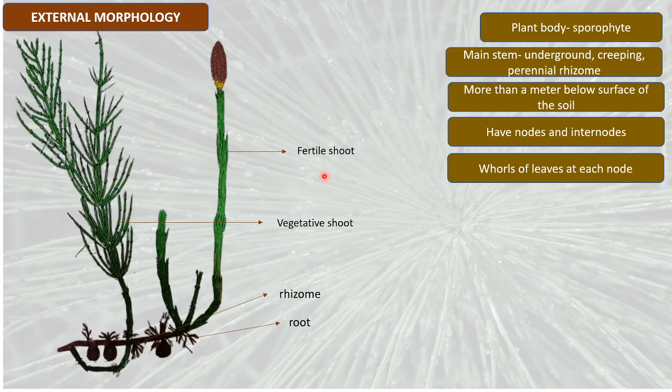But it depends upon the species, how this arrangement is present. For example, in Equisetum hyemale, the vegetative shoot and the fertile shoot are different. Vegetative shoots are usually branched, green and photosynthetic, whereas the fertile shoots are unbranched and non-photosynthetic, right? And these terminate into sporangia. So this is in Equisetum hyemale.